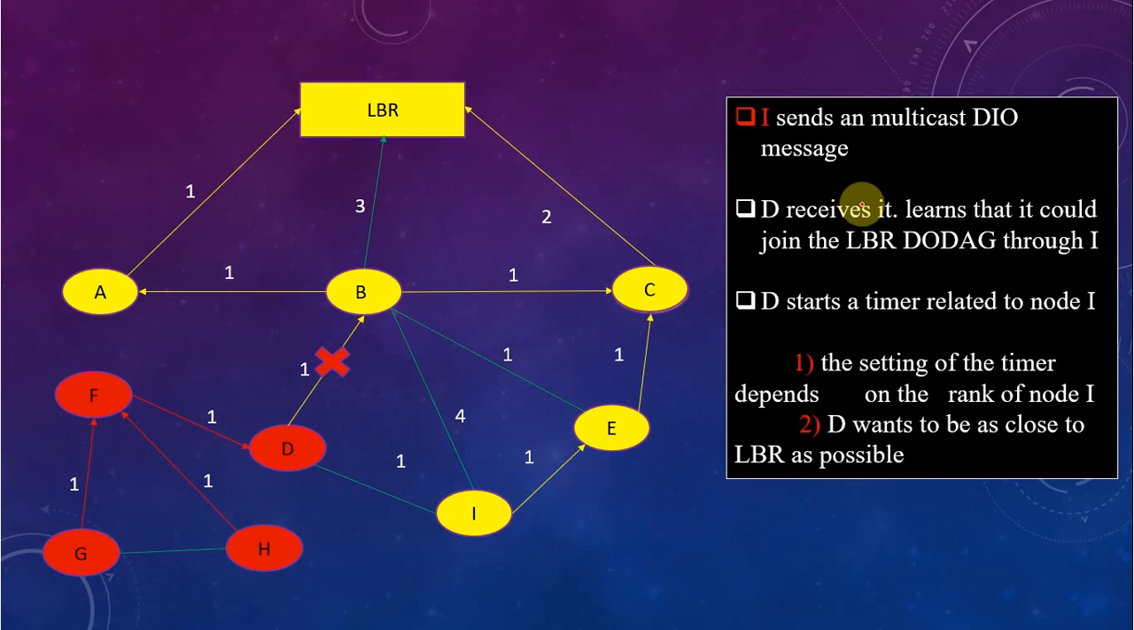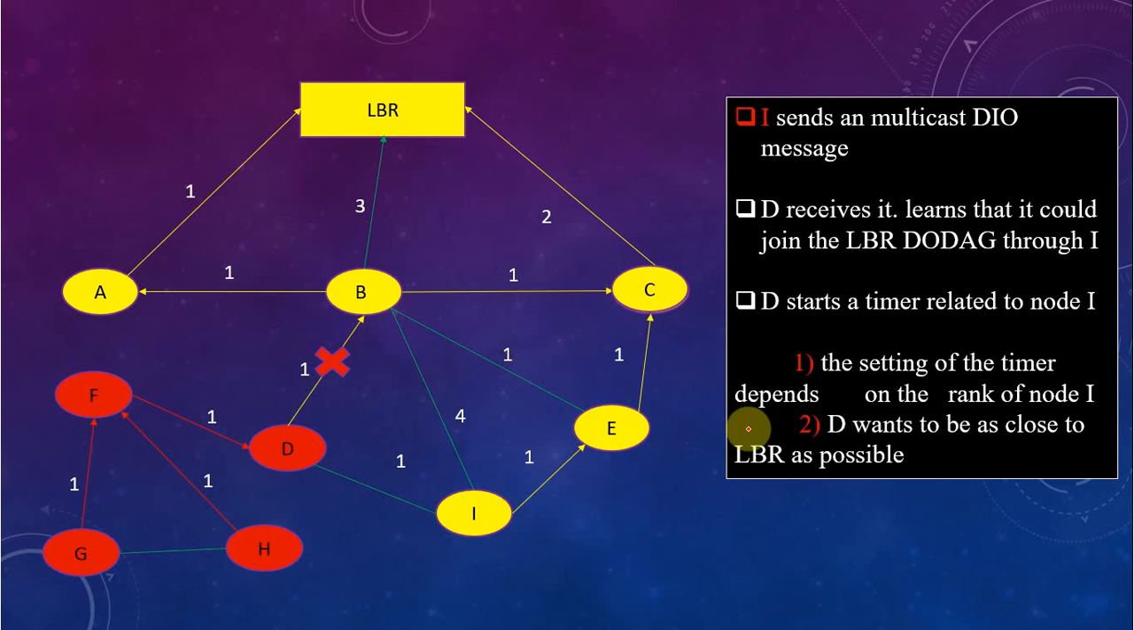So I sends a multicast DIO message, saying that I know a DODAG. D receives it and learns that it could join the DODAG through I. So it is sending a message saying, hey, I know the DODAG, if you want you can join through me. Then D will receive that one, and D starts a timer related to I, to connect to that one.